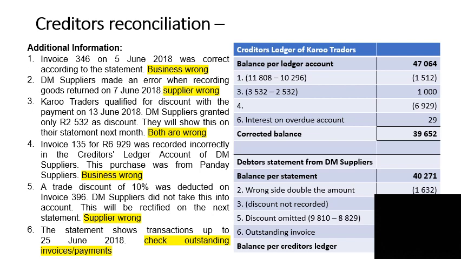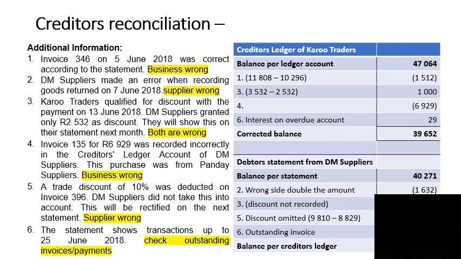Transaction 4, invoice 135 for 6,229 was recorded incorrectly in the creditors ledger account of DM Suppliers. This purchase was from Pandey Suppliers. Now the business is wrong here. What they did, they recorded a different supplier's transaction into the account of DM Suppliers. So we are wrong, we included a transaction for someone else in this account.